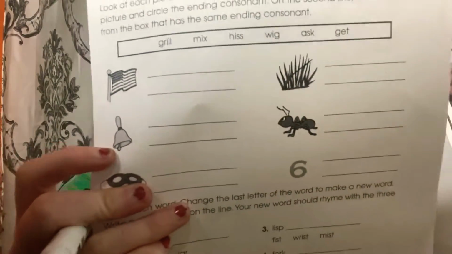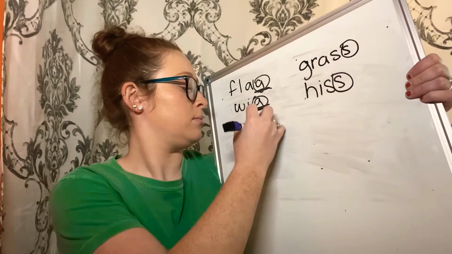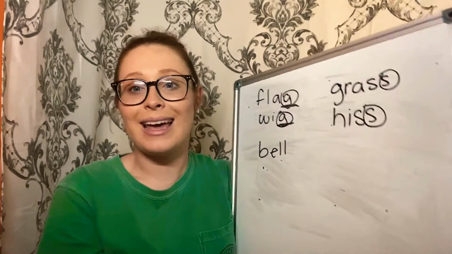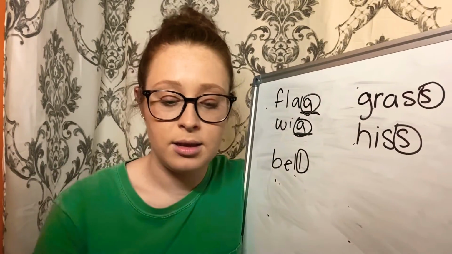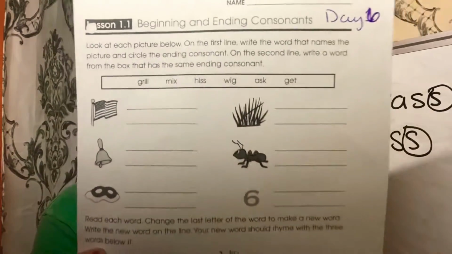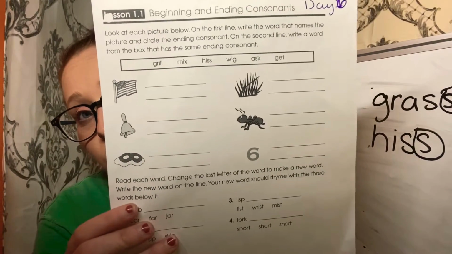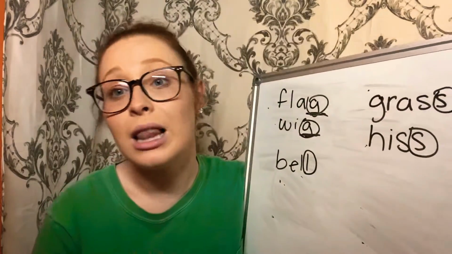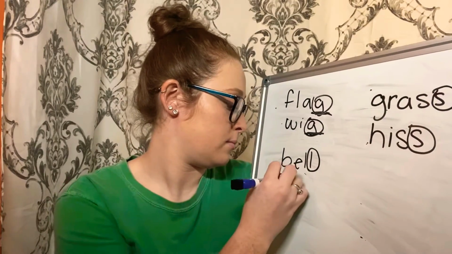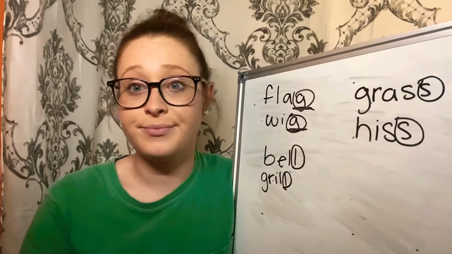What is that of? Bell. Now, what's my ending on that? The L. Circle it. Then, look at the words. Which one would go with it? Grill, mix, hiss, wig, ask, or get? Grill. Both of them have L's.